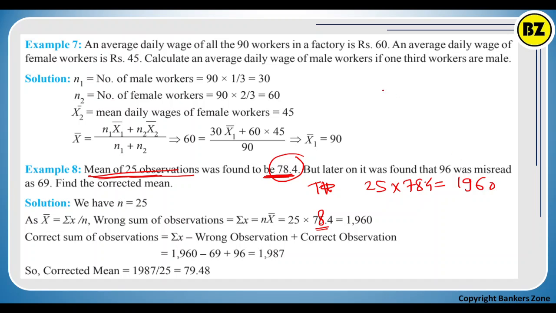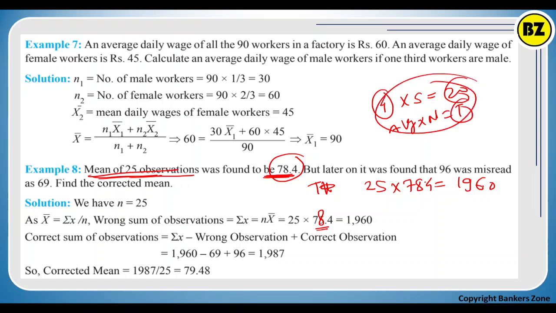For example, if I say the average age of a class is 4 and in the class there are 5 numbers, what will be the total? 20. Like this, average value into number of values, you will get total. This is very basic, right? So here you got this total. Now what they said: 96 was misread as 69. We have to find the correct mean. So this 78.4 is not correct. We have to find the correct mean. How? But what actually happened?